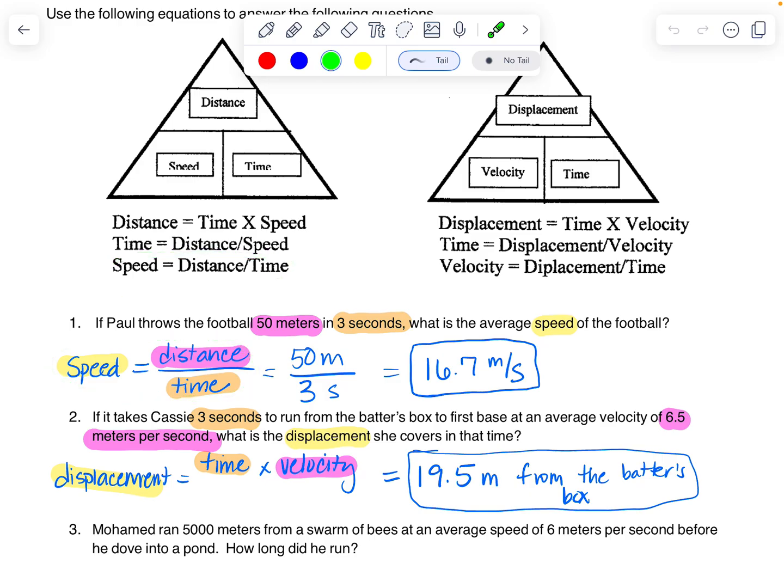Speed right here is distance divided by time. So then it's 50 meters is our distance, 3 seconds is our time. 50 divided by 3 is 16.7. And since it's speed, you need units, but no direction.